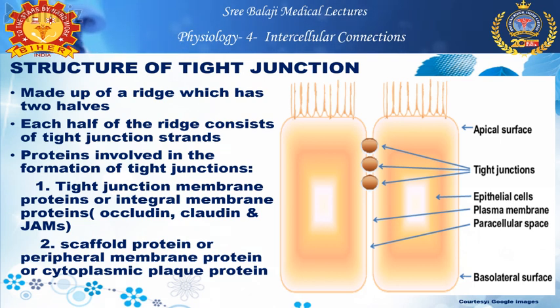The proteins involved in the formation of tight junction are of two types. First type is integral membrane protein. The second is peripheral membrane protein. The tight junction membrane proteins, also called integral membrane proteins, include occludin and junctional adhesion molecules, also called JAMs. Scaffold proteins, or peripheral membrane proteins, include cingulin, symplekin and ZO-1, 2 and 3. Next we'll see the functions of tight junction.